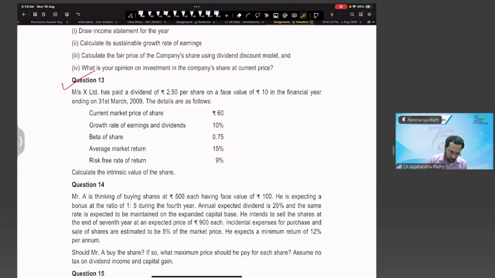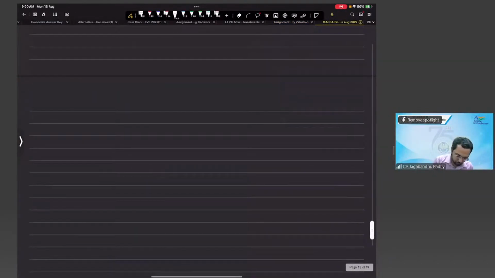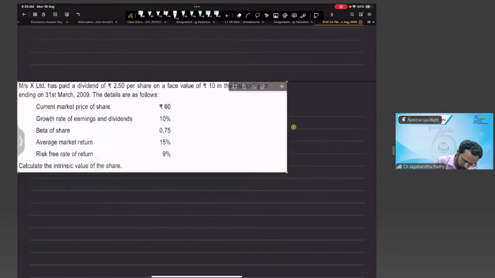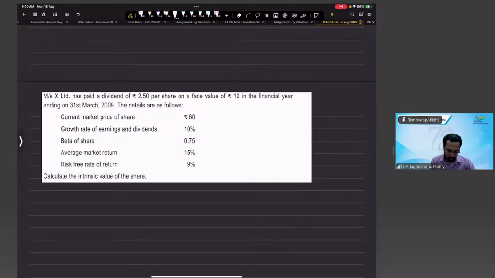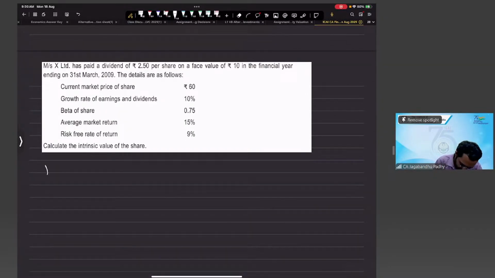So over here, what will be the dividend? So intrinsic value, we can get it using the Gordon formula only. Okay. So over here, for that intrinsic value, we've been given D0 as 2.5. Right. Then we have the growth rate given as 10%. RM is 15%. RF is 9%. And beta is 0.75.